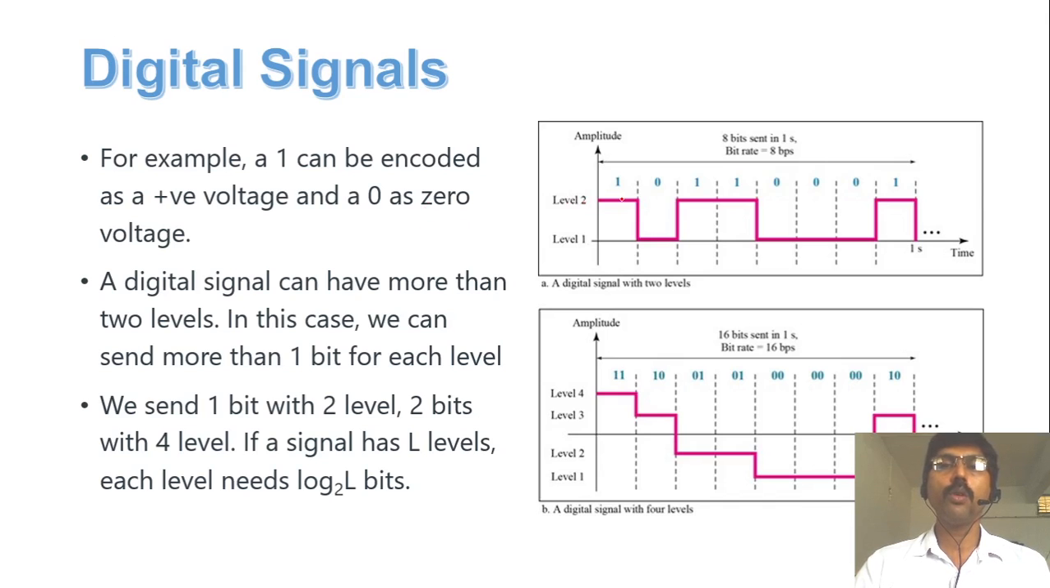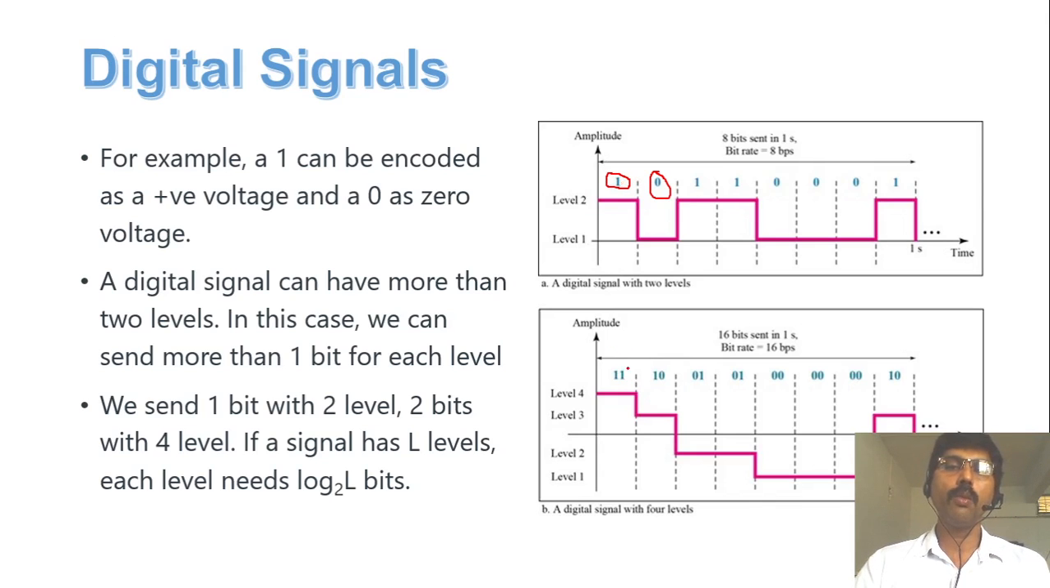So we have to send the data in the form of voltages. A certain voltage is given to 1 and a certain voltage is given to 0. For example, if I have to transmit 1, I have to give some positive voltage here. If I want to transmit 0, I have to give zero voltage. Wherever the voltage is 0, it is treated as bit 0, and wherever some positive voltage is there, it is treated as bit 1.